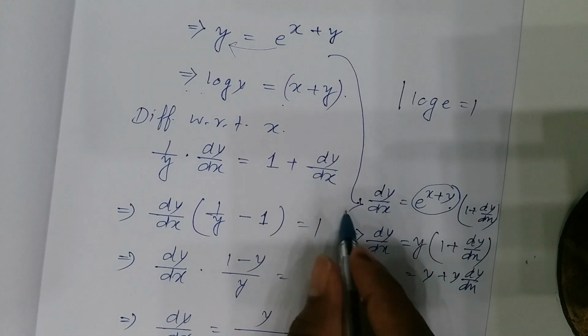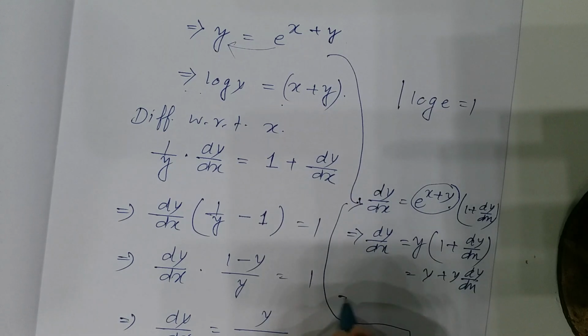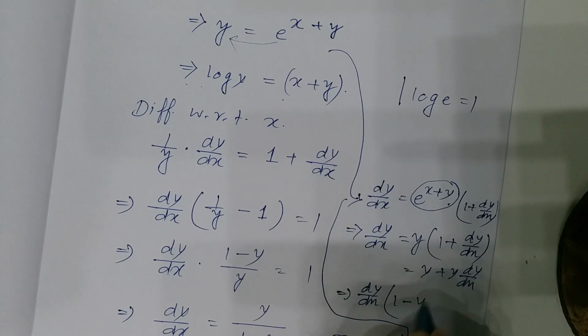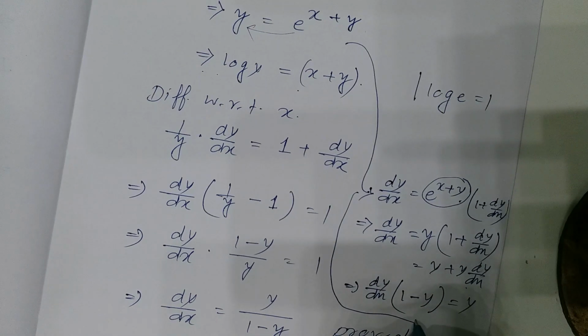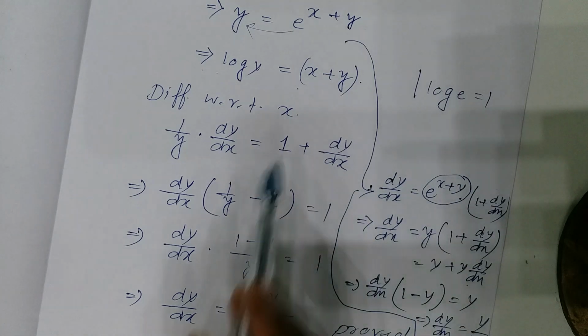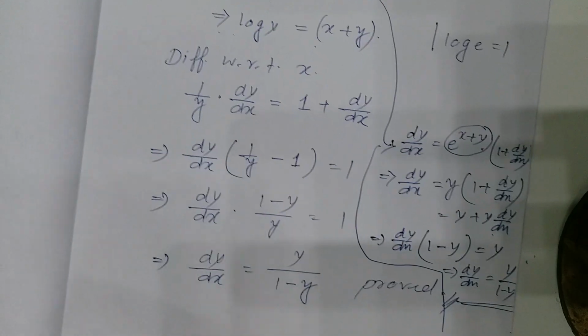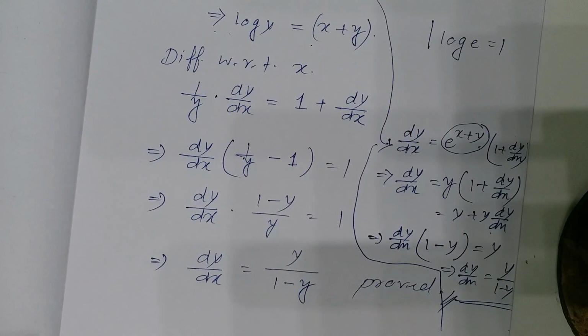Then shifting to the left, dy/dx is common, and it will be (1 minus y) dy/dx equal to y, and so the answer will be dy/dx equal to y by (1 minus y). So the answer will be the same. So you may opt for this method or this method. So this completes the solution for the question.